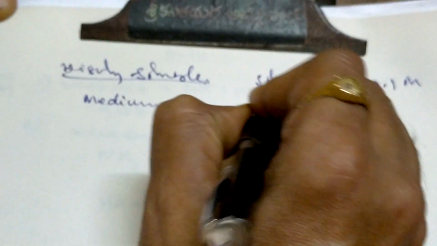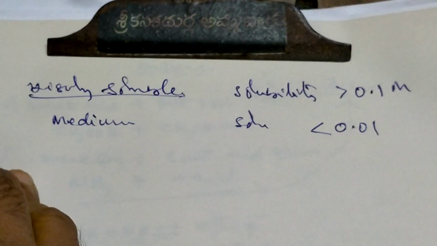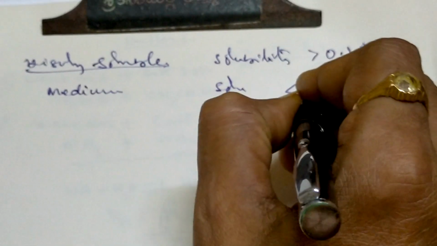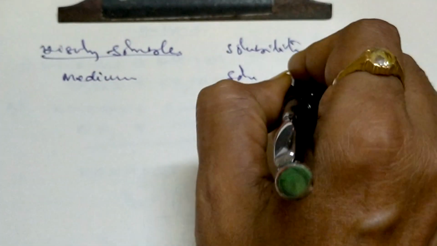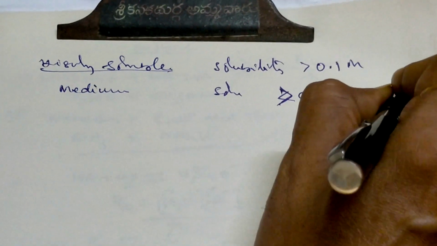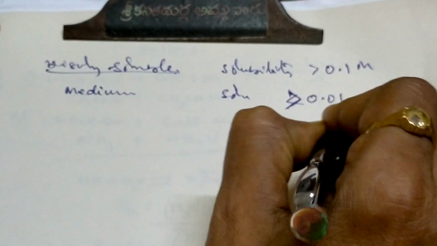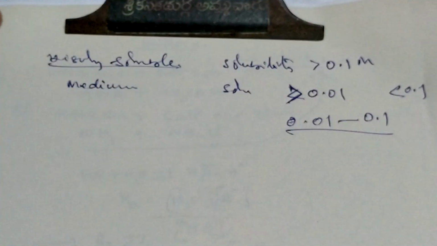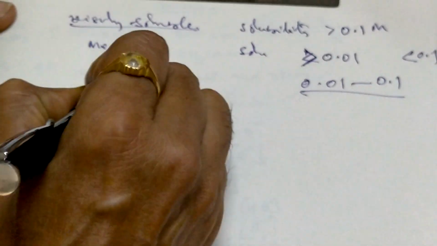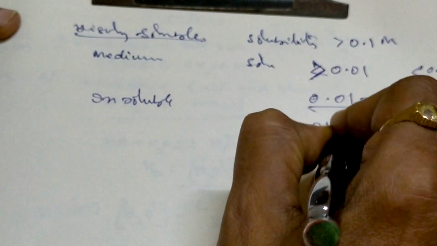Then medium solubility. Solubility is in between. It is more than 0.01 and less than 0.1. That means in between 0.01 to 0.1. That is the medium soluble. Insoluble is less than 0.01 molar, all molars only.